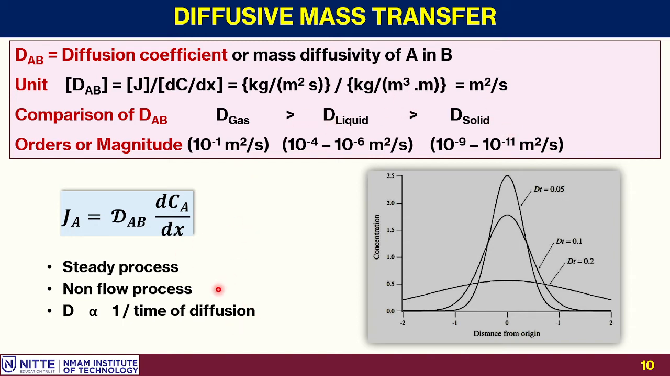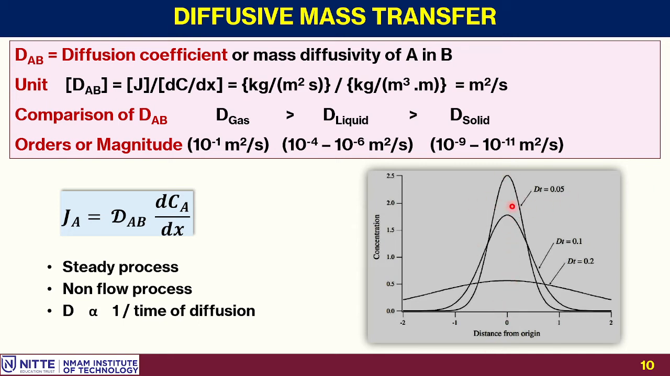It's a steady state process and a non-flow process. That's what you have to observe here. So this diffusivity is the inverse of time of diffusion. That's what we can see from this graph. What it represents is, if you put some chemical, for example ink, in a beaker of water, it spreads both ways. If you put it in the center of the vessel, it spreads in the x-axis direction and the minus x-axis direction. The spreading is uniform across the two sides, across the origin to be precise.